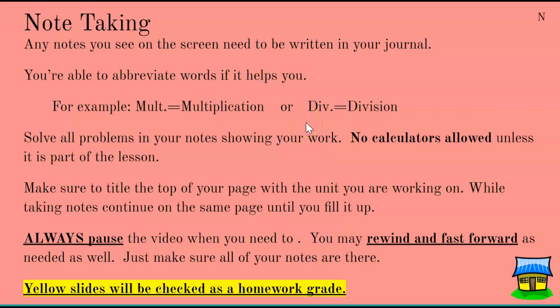You're going to have a digital composition notebook where you're going to record all of your answers after you do all of the work inside your paper journal. So everything you need to solve should be written out inside your paper composition notebook.